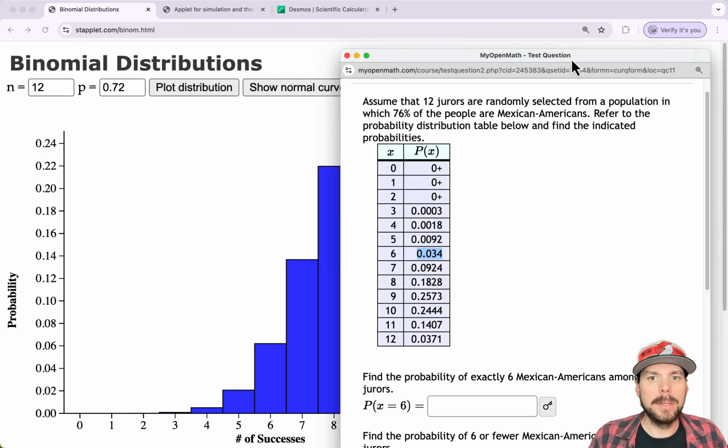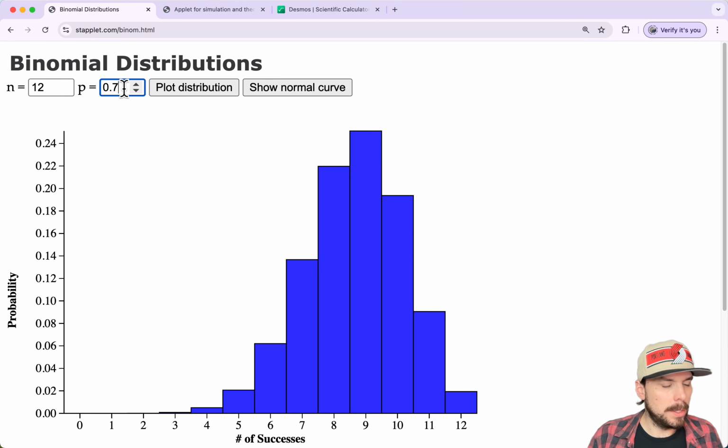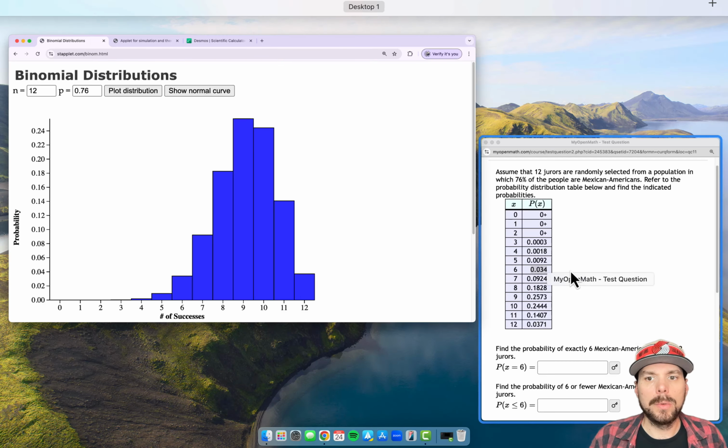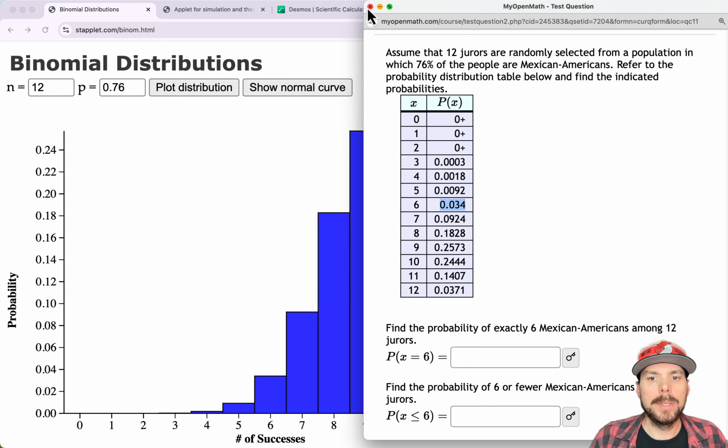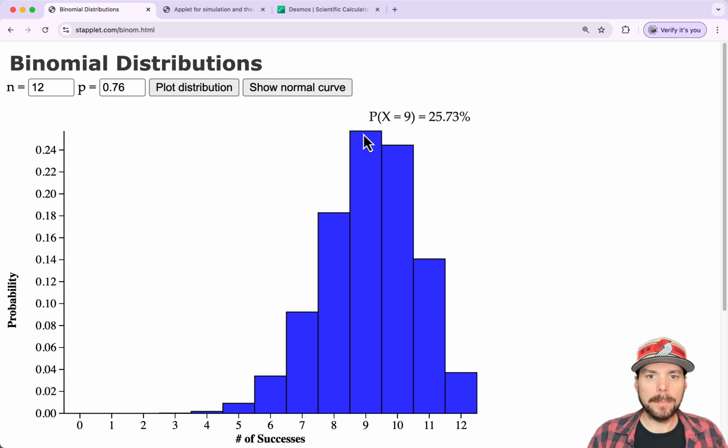And if I plug this into Applet binomial using 76% and 12 jurors, then I can see the resulting distribution here really weighs heavily on this large sample of Mexican American jurors. We would expect about 3/4 of those, or 9 out of 12, to be the most common makeup of a jury of 12. That would be pretty close to the 76%. We see that it's also pretty likely to be a little higher than that or a little lower than that.